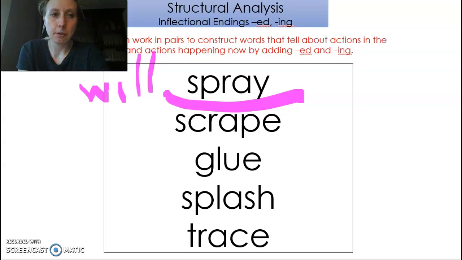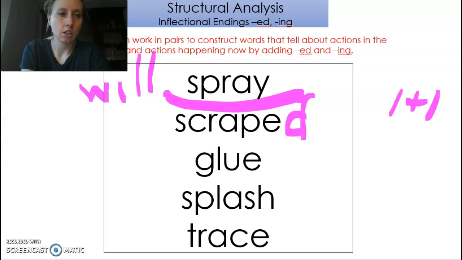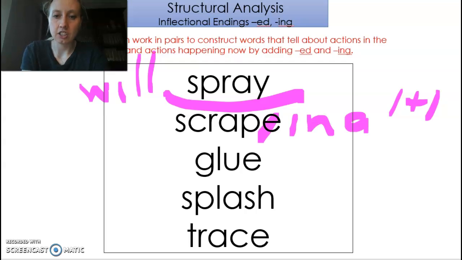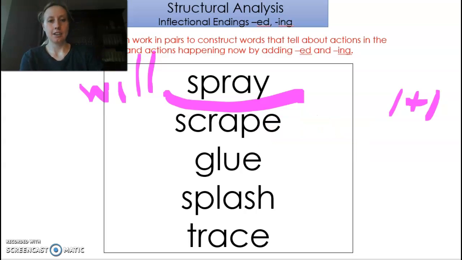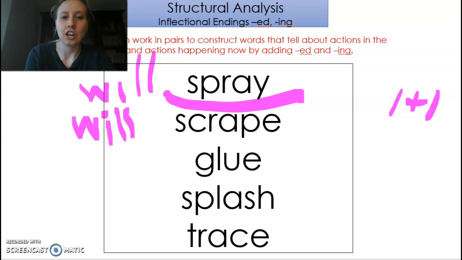Okay, let's look at scrape. If I wanted in the past, I'd say scraped. I just add the d, but it does have a t sound. Okay, let me go back a little. If I want it to be happening right now, I'm going to cross off the e, add ing, scraping. Okay, now if it's going to happen in the future, we add will scrape. That's right, nice job.